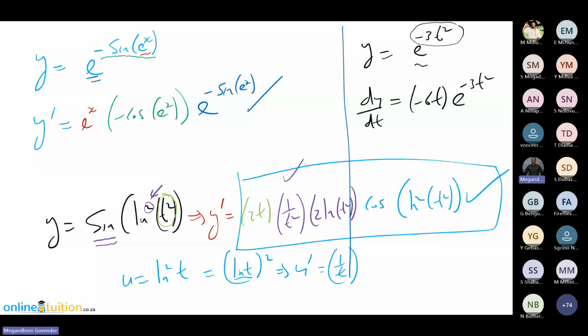You see? So you write it like that. Let me explain again, right? If I got a function y equals, let's do this, let's make it ln cubed of t squared. You tell me what the derivative of that is.